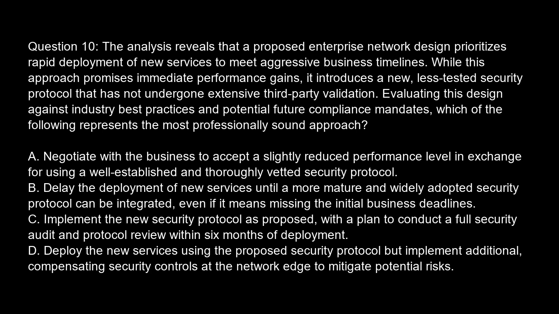Option B. Delay the deployment of new services until a more mature and widely adopted security protocol can be integrated, even if it means missing the initial business deadlines. Option C. Implement the new security protocol as proposed, with a plan to conduct a full security audit and protocol review within 6 months of deployment. Option D. Deploy the new services using the proposed security protocol, but implement additional, compensating security controls at the network edge to mitigate potential risks.